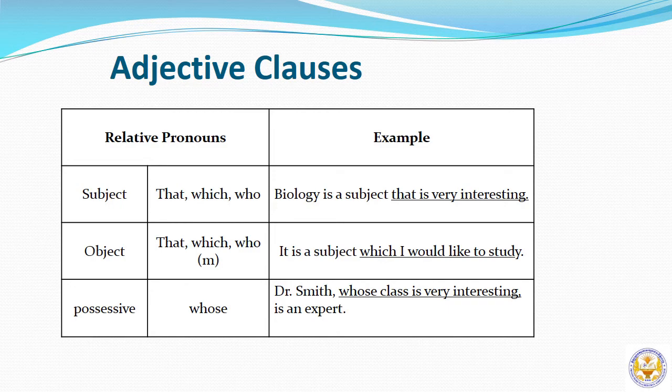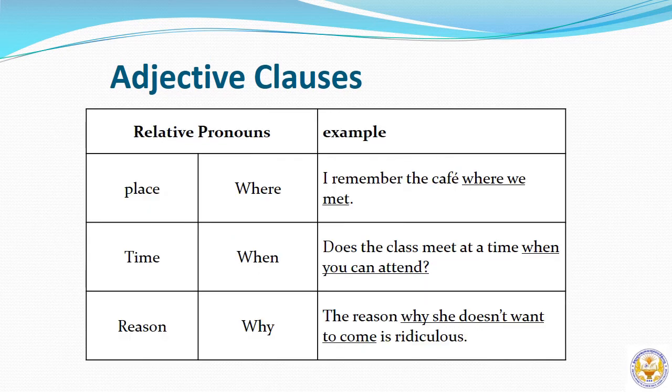Dr. Smith, whose class is very interesting, is an expert. So when we talk about possessive, we use whose. Whose here means his. His class is very interesting. But when we change the sentence into an adjective clause, we make the word whose for the possessive. For a noun that is a place, we use the relative pronoun where. I remember the cafe where we met. So where we met here is the relative clause that modifies the noun cafe.